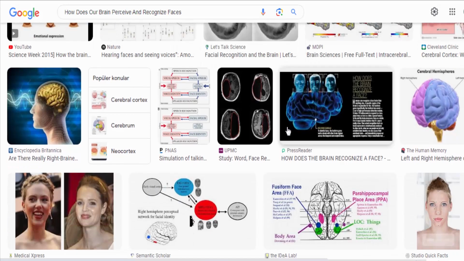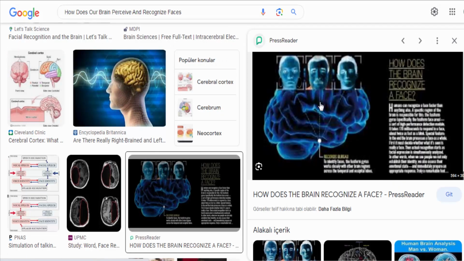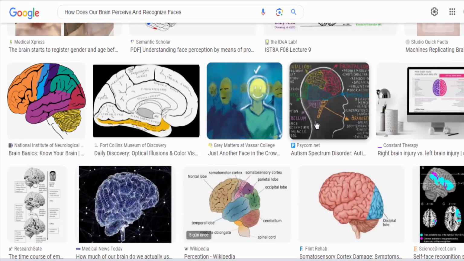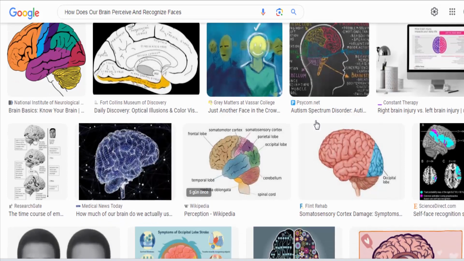Mirror neurons. Mirror neurons, a type of brain cell, play a role in facial perception by simulating observed facial expressions within our own brain. They contribute to our ability to empathize and understand the emotions of others.